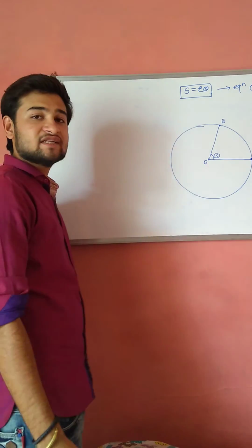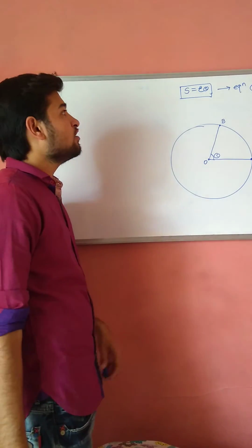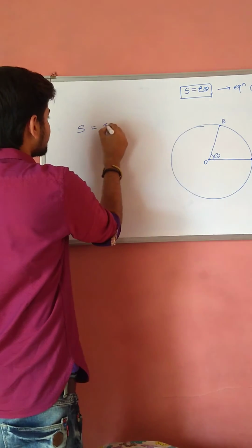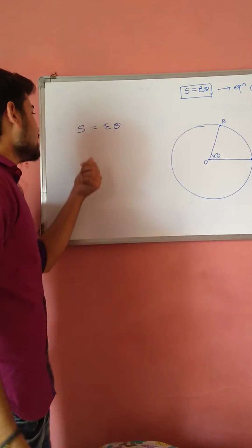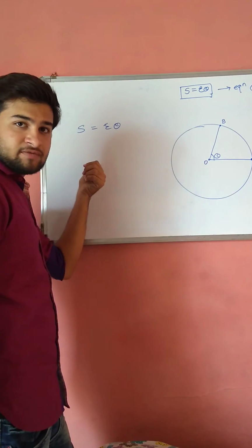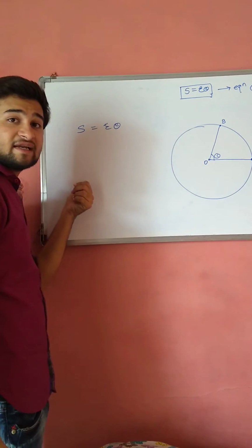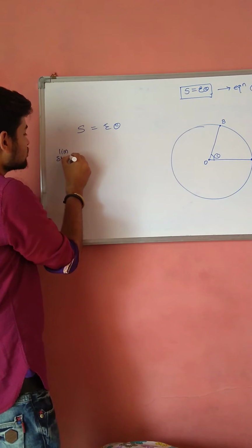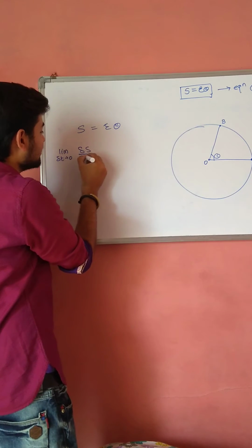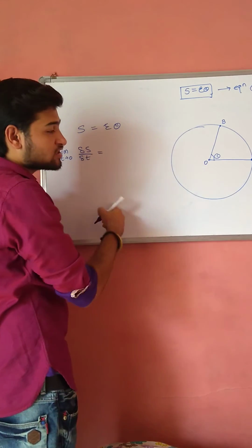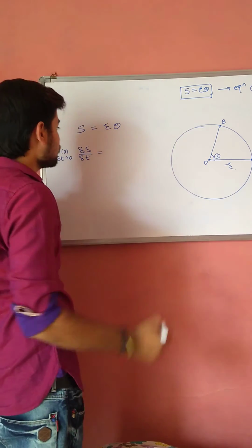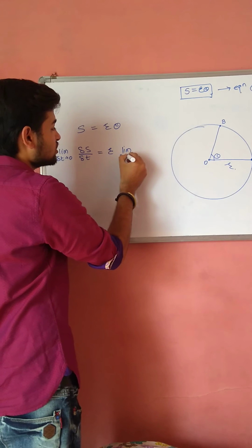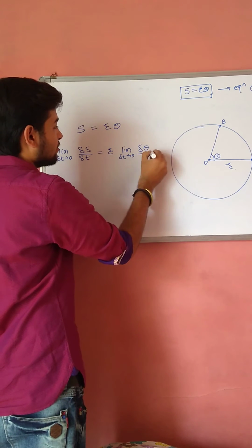For deriving the relation between the linear velocity and the angular velocity, we use the equation S is equal to r theta. Now we differentiate it with respect to time, keeping limit del t tends to 0. Therefore limit del t tends to 0 of del s upon del t is equal to r, since the radius of the circle is constant, times limit del t tends to 0 of del theta upon del t.